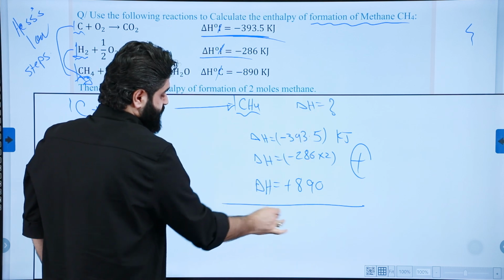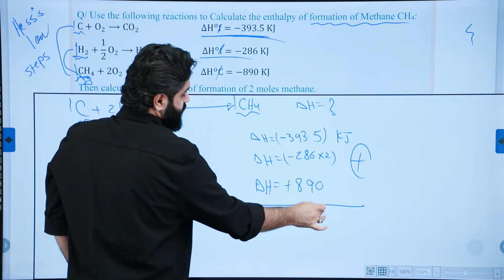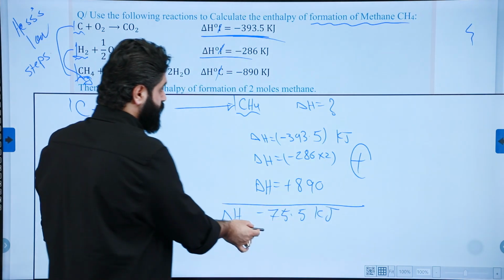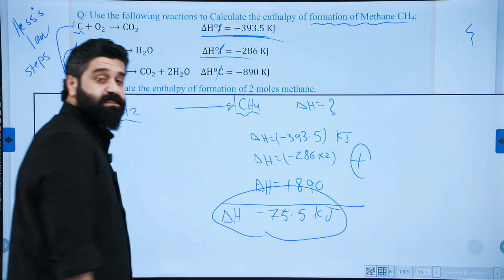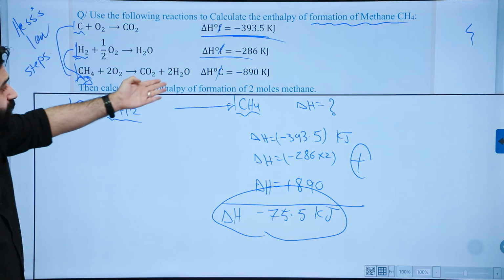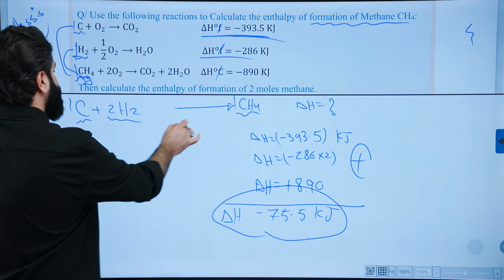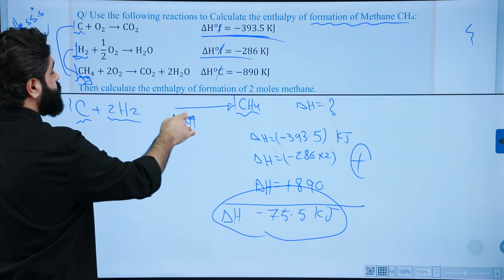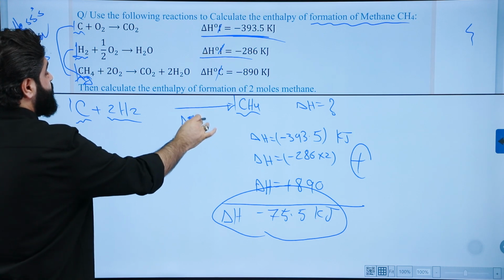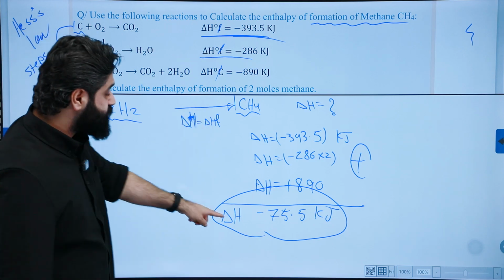Okay, delta H equals negative 75.5 kilojoules. This is for 1 mole, for the formation of 1 mole. Then calculate the enthalpy of formation for 2 moles. For this reaction, later you will know delta H and delta HF are the same. They are equal. Good. So this is for 1 mole.